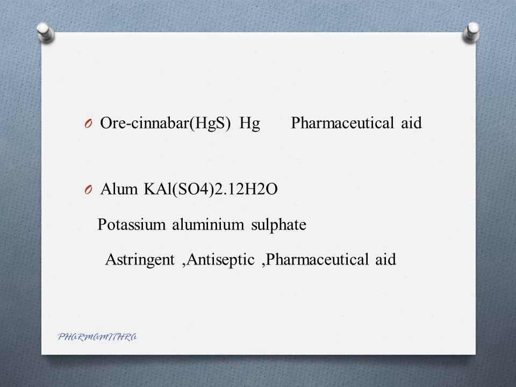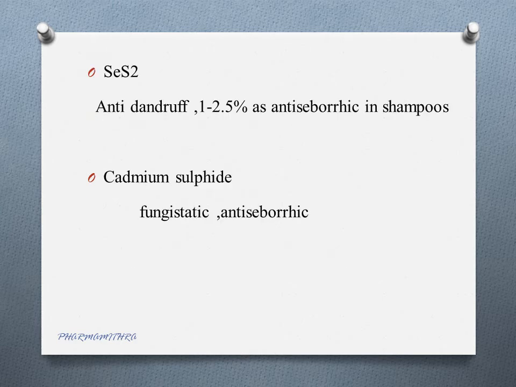Next is cinnabar. Cinnabar is related to mercuric sulfide. It is a salt of mercury which will act as a pharmaceutical aid as well as an astringent. Another category is alum, that is potassium aluminum sulfate with 12 molecules of water, which will act as an astringent, antiseptic, and pharmaceutical aid.